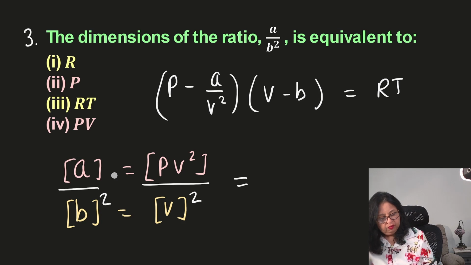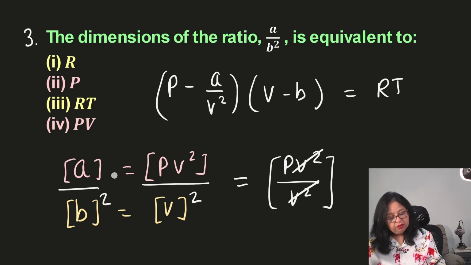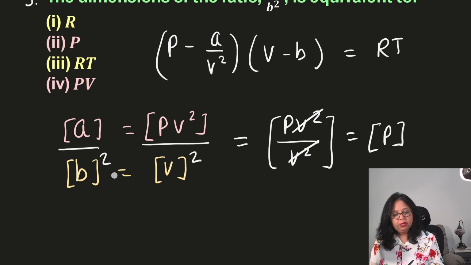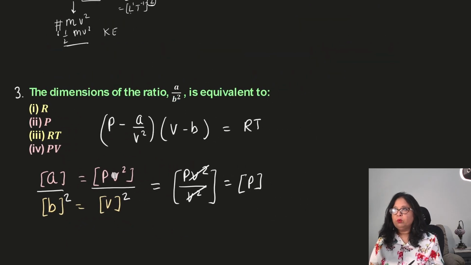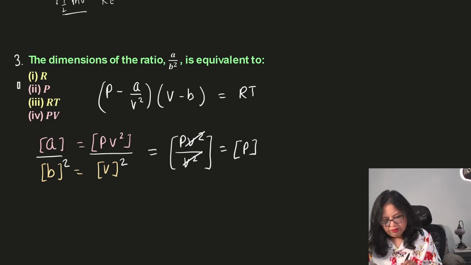So what does this give us? PV squared divided by V squared under the parentheses cancels out V squared, right? What are we left with? Just P. So the dimensions of the ratio A over B squared is equivalent to what? Just P. So the answer is P.